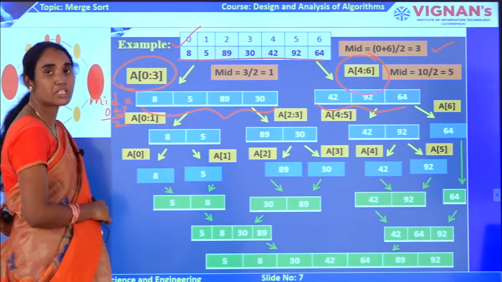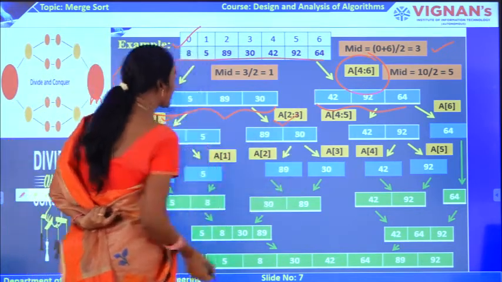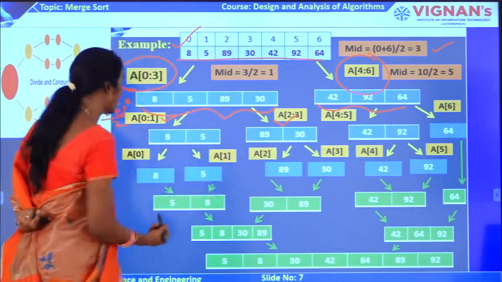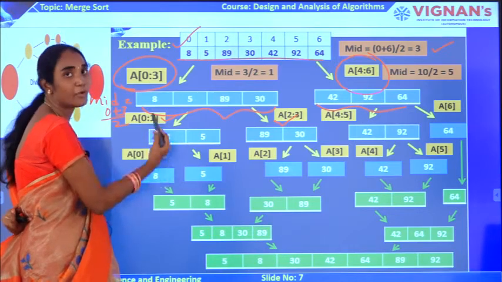0 plus 3 by 2, which is equal to 1. So 0 to 1 is one list and 2 to 3 is another list. So now again 8 and 5, 89 and 30. Again here also there is more than one element. So here also I have to apply the same division procedure.